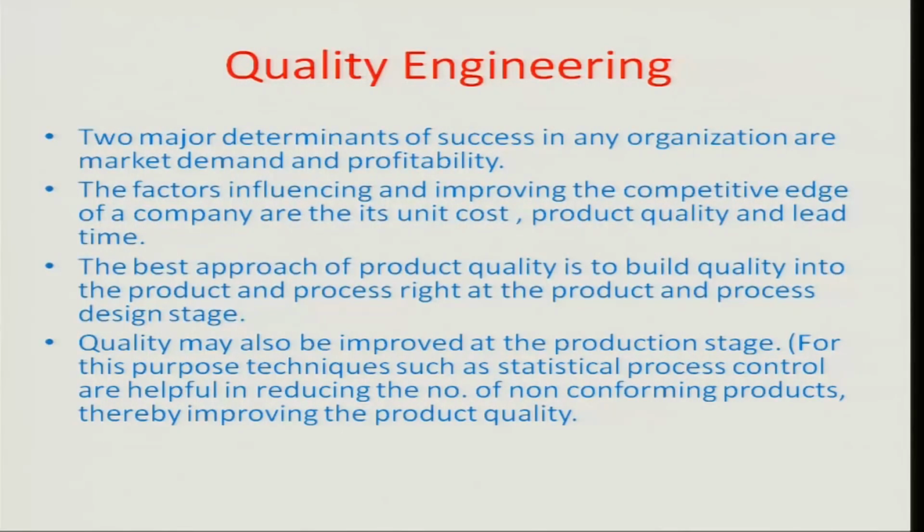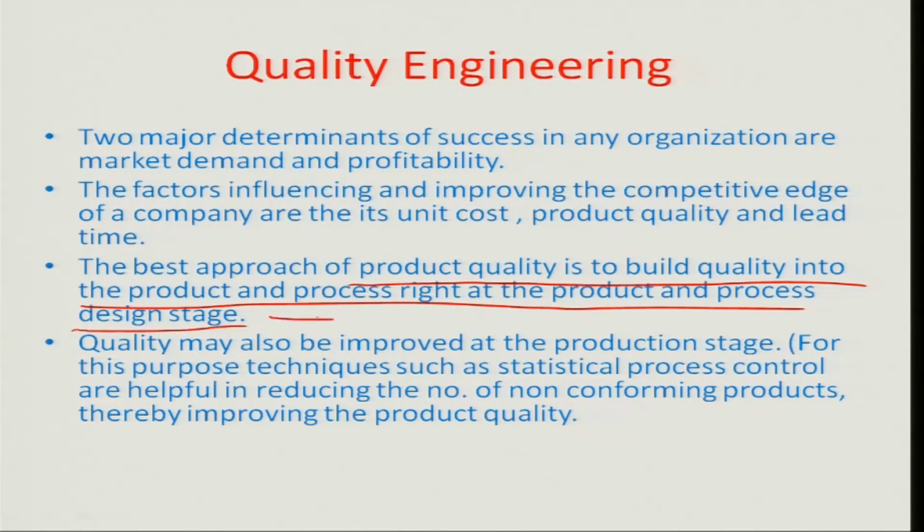And let us look at some of the basic principles which are important for understanding quality. Obviously the best approach, as I think I had illustrated, for product quality is to build quality into the product and process right at the product and process design stage. It's called robustness by design. And it may also be improved at the production stage by conforming to the process design and trying to see whether whatever you have laid out as your process follows the norms for the process at every stage, the norms that have been formulated at the design stage of the process.